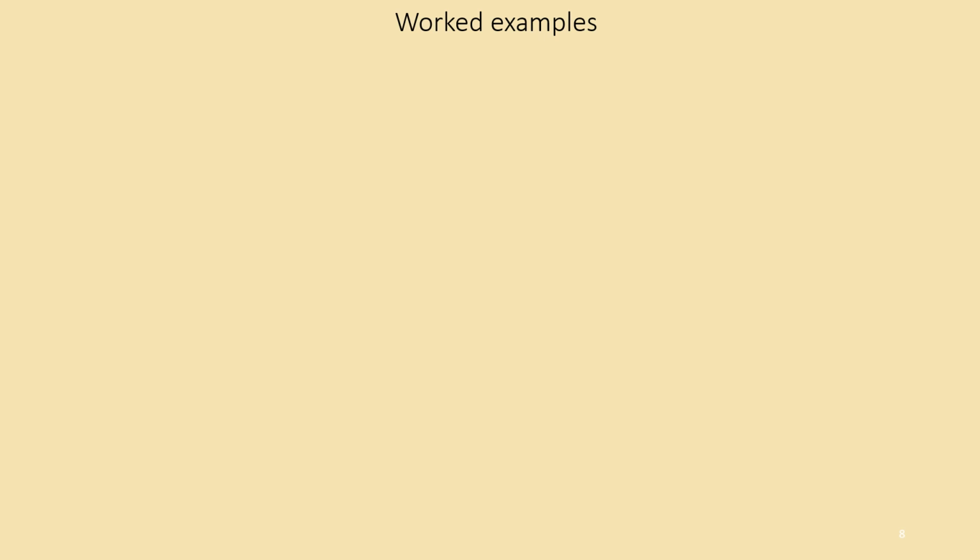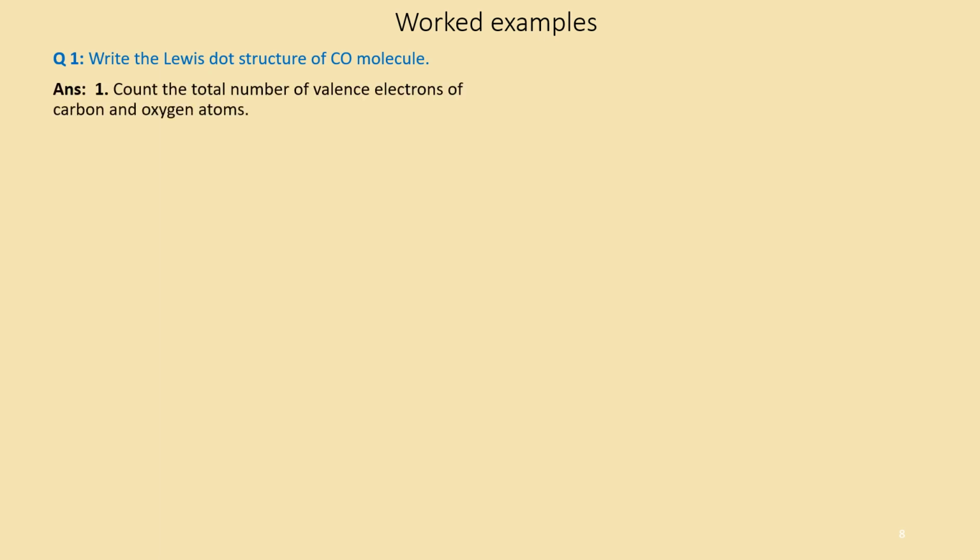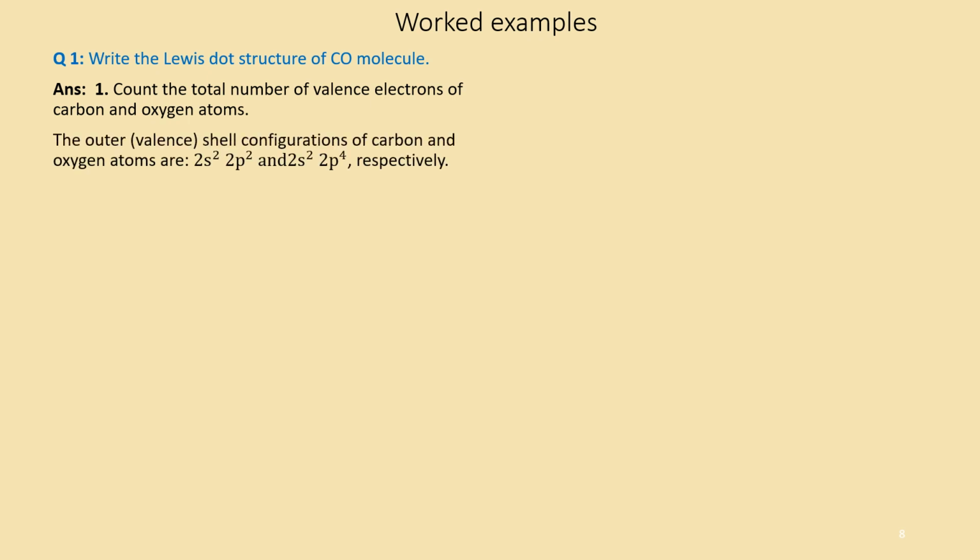In order to understand the applications of chemical bonding and molecular structure, let us solve some worked examples. The first example, question number 1: write the Lewis dot structure of CO molecule. Answer. The first step is to count the number of valence electrons of carbon and oxygen, and these are 2s2, 2p2 and 2s2, 2p4. 2s2, 2p2 is for carbon and 2s2, 2p4 is for oxygen. Hence, the total number of valence electrons available are 4 plus 6, that is equal to 10.